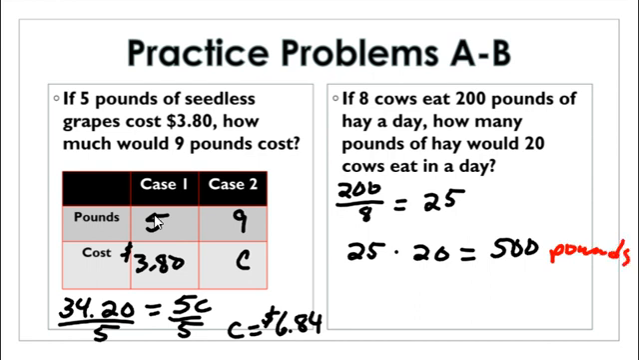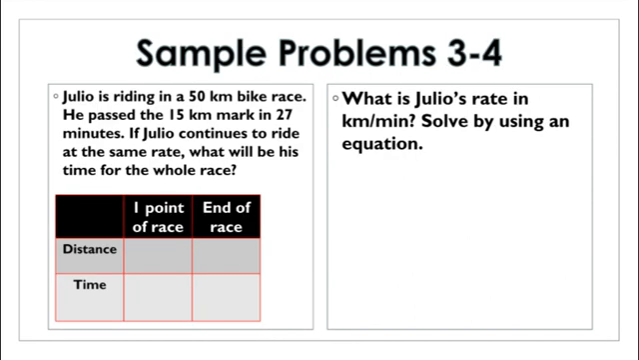So 20 cows would eat 500 pounds in one day. A couple other examples. Julio is riding in a 50-kilometer bike race. He passed the 15-kilometer mark in 27 minutes. If Julio continues to ride at the same rate, what will be his time for the whole race?